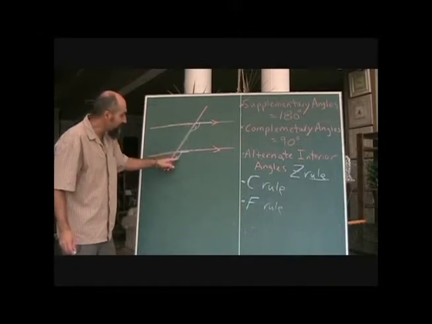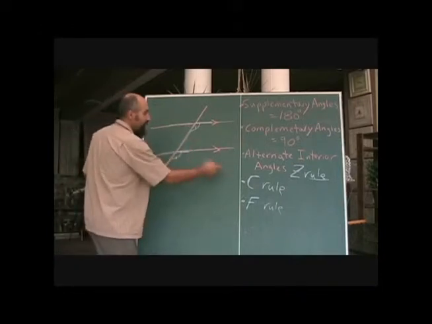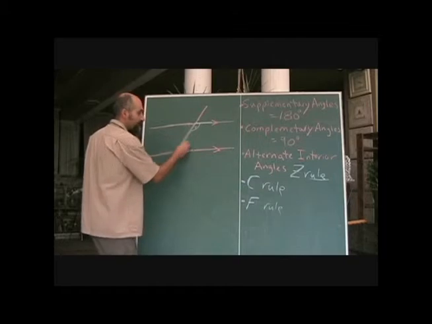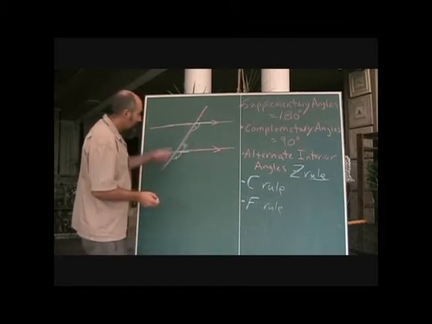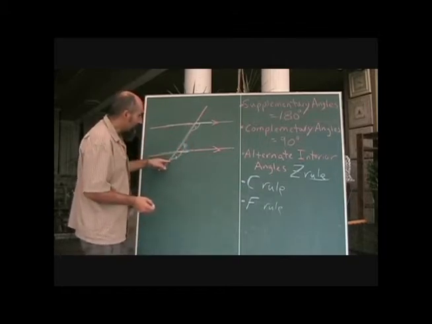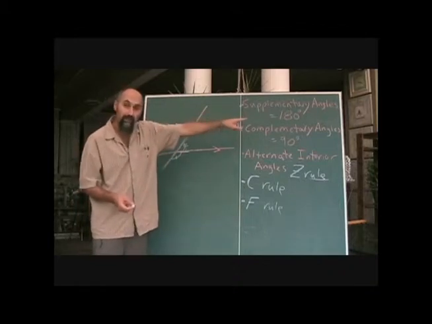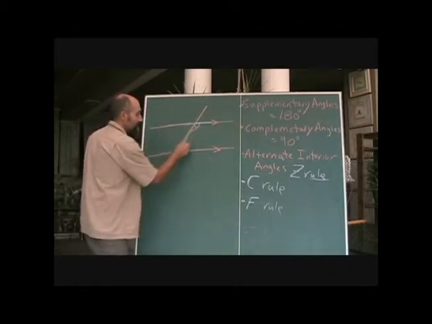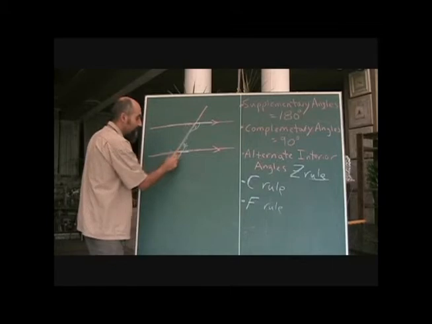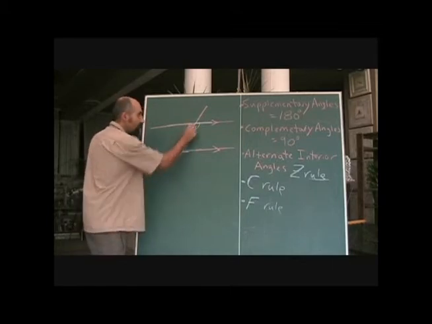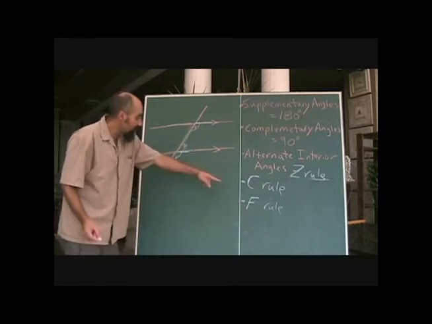Now, another way you could get to this relationship is you could use the C rule. This angle plus that angle equals 180 degrees, right? Well, angles on a line equal 180. That's called supplementary angles. So if this plus this equals 180, and this plus this equals 180, then this guy must be equal to that guy. So that's called the F rule.